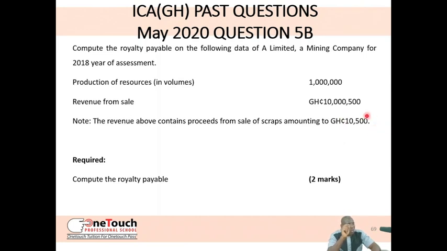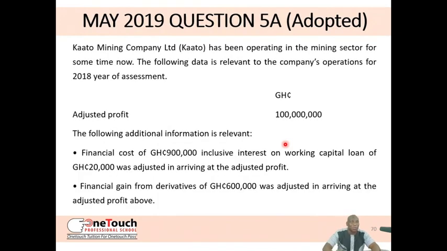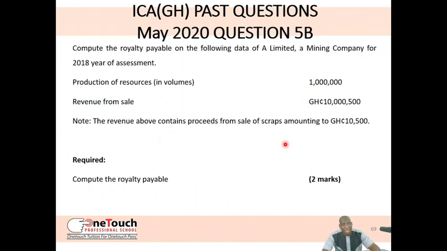So if I'm going to calculate royalty, I cannot calculate royalty on the whole of 10,500,000, but to subtract the 10,500 from it before you slap the 5% on it. That's the only trick, and then you get all the 2 marks. So if you look at the solution, I think I didn't provide you a solution, but I've explained to you how to resolve this question.